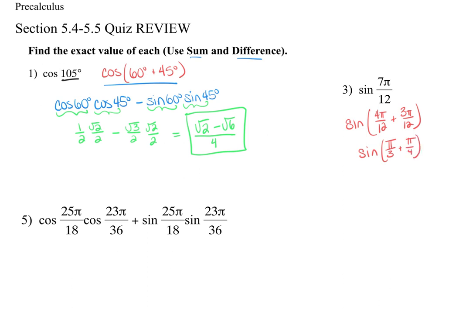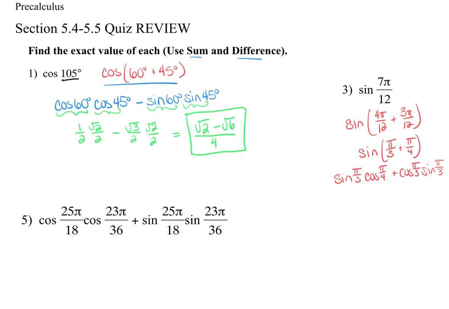And then you're going to do exactly the same thing using your sine formula. Sine of the first one, cosine of the second one, plus cosine of the first one, sine of the second one. And again, fill it in for the actual answers for those trig functions and then simplify.